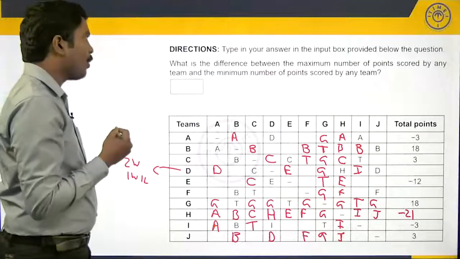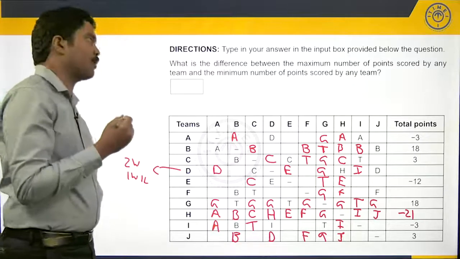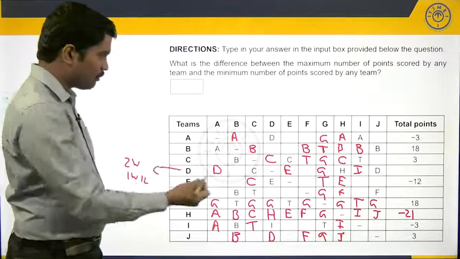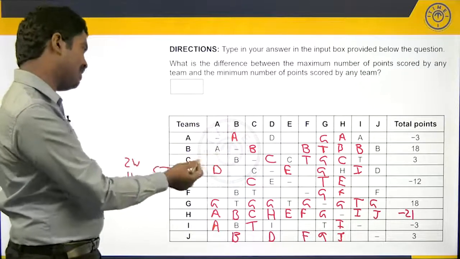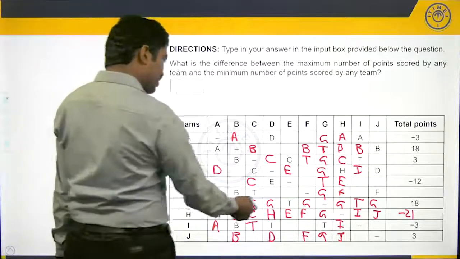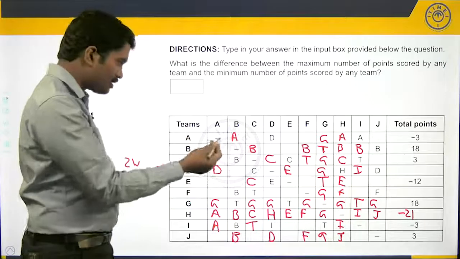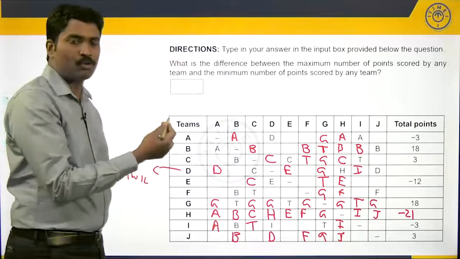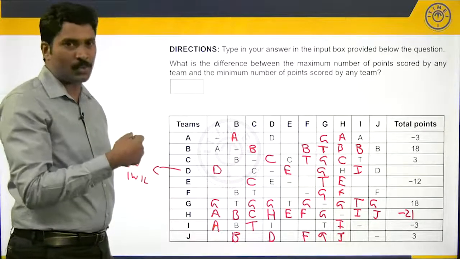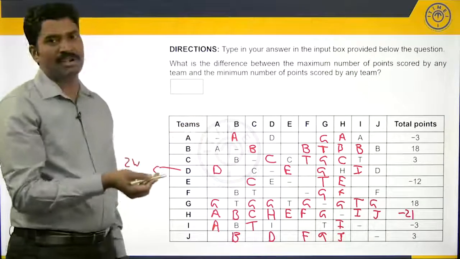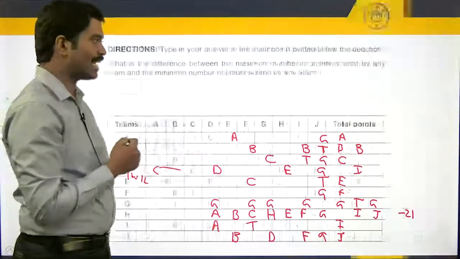Next question. What is the difference between the maximum number of points scored by any team and the minimum number of points scored by any team? Maximum number of points scored here we already know is 18. 2 teams got 18 and it was also mentioned the team which did not have any losses had the maximum points. So, no one got more than 18. Similarly, we already established the lowest point scored by any team is -21. So, the difference between 18 and -21, 18 minus of -21, that's 39. So, the maximum difference is 39 points.